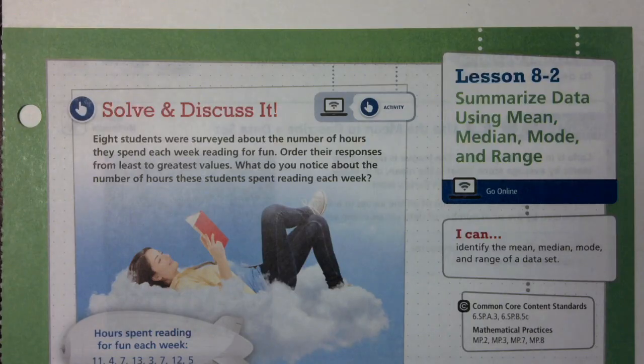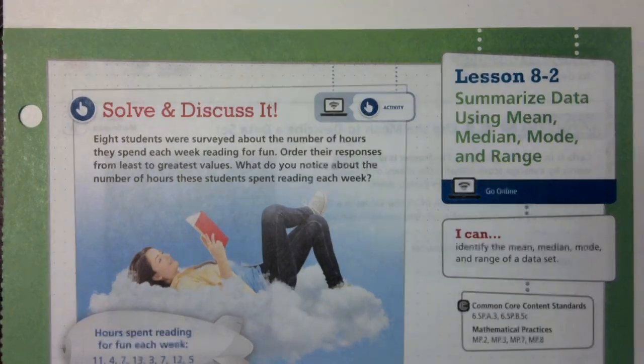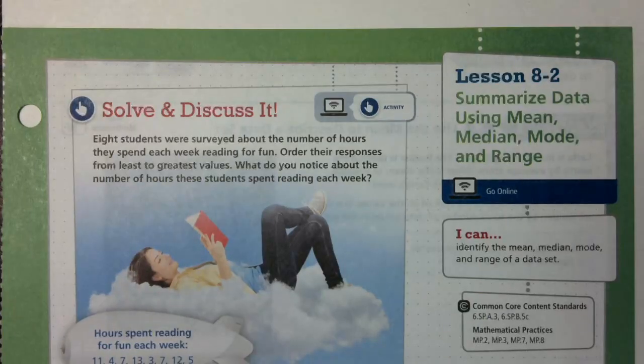Today we're going to do lesson 8.2, which starts on page 475 and runs through page 481. This is one of the most important lessons you will learn in statistics. In fact, everything we're going to do this week is very, very, very important and useful. So today we're going to learn to summarize data using the mean, or the median, or the mode, or the range, or all of them. Okay?